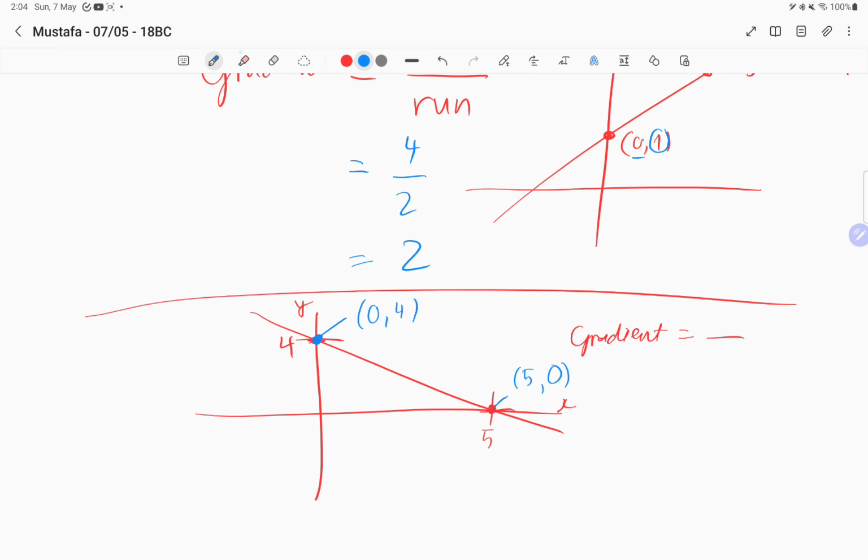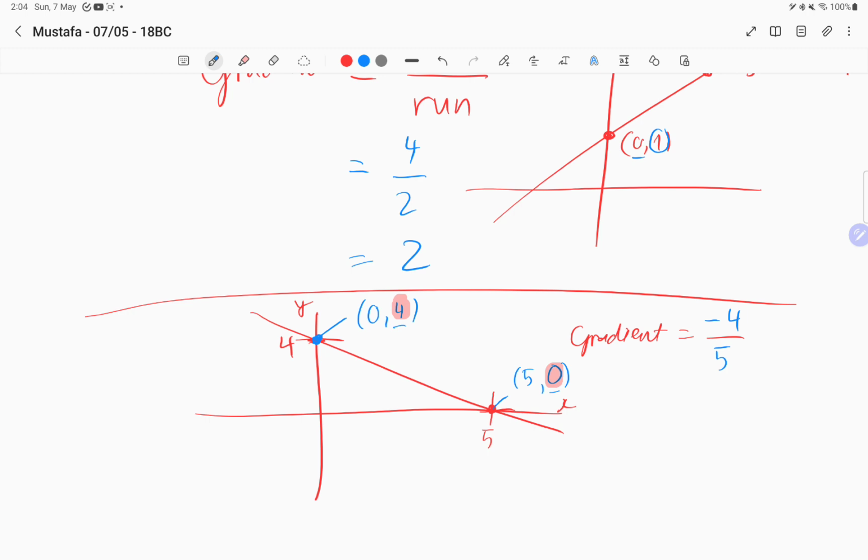You should always go from left to right. So it goes from 4 to 0, which means the rise is negative 4. It's an inverse rise, it's actually going down. The run is always positive, so it's 5. So the gradient is negative 4 over 5. Does that make sense?